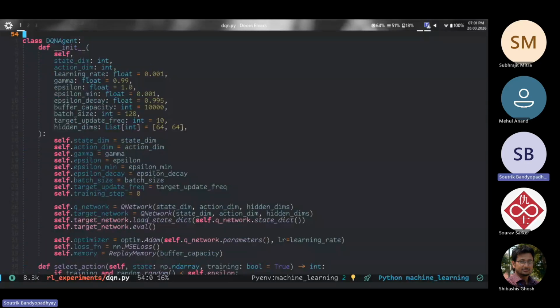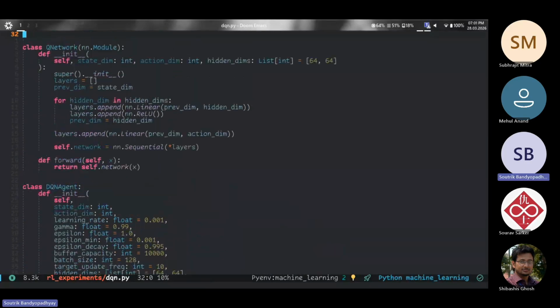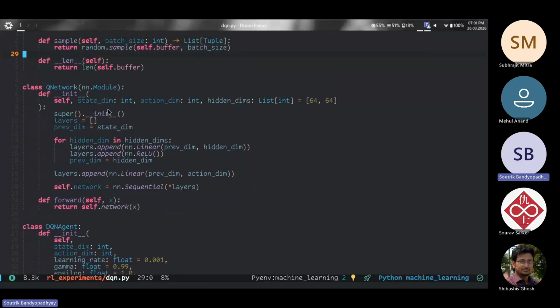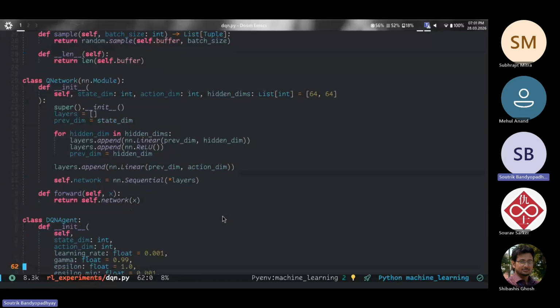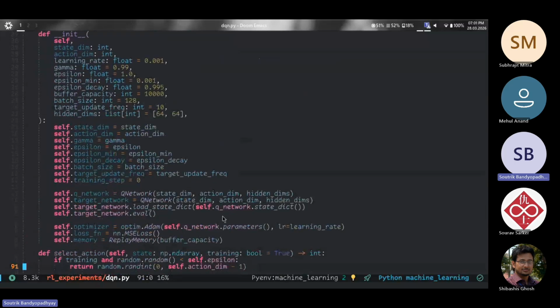So as you can see over here, there is this class called QNetwork, right? So it has this associated state dimension, the action dimension, and the hidden layers, right? So I create this neural network in PyTorch, which is nothing but a linear layer, ReLU layer, and so on and so forth, up until the last layer, which has the output of the action dimension. Right? Let's look at the training loop that I have over here.